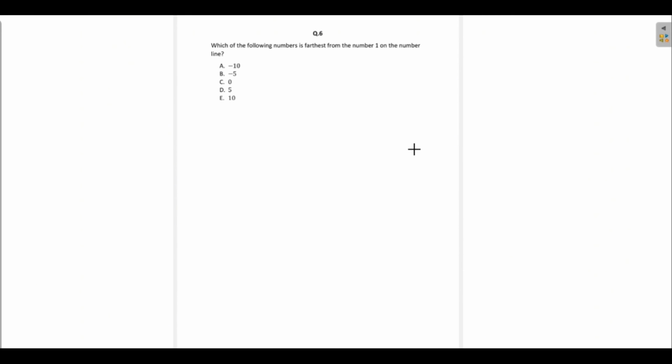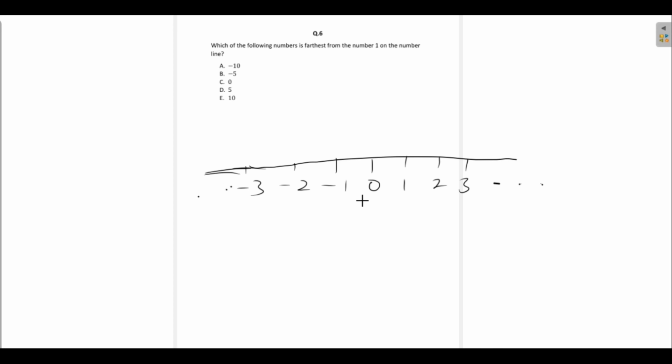In question 6, this is not a quantity comparison question. Here, we are asked which of the following numbers is farthest from the number 1 on the number line. So let's quickly draw the number line. Let's say this is our number line. We have 0, we have 1, we have 2, we have 3 going. And then here we are going to have negative 1, negative 2, and then negative 3. Then we can have some numbers also going.